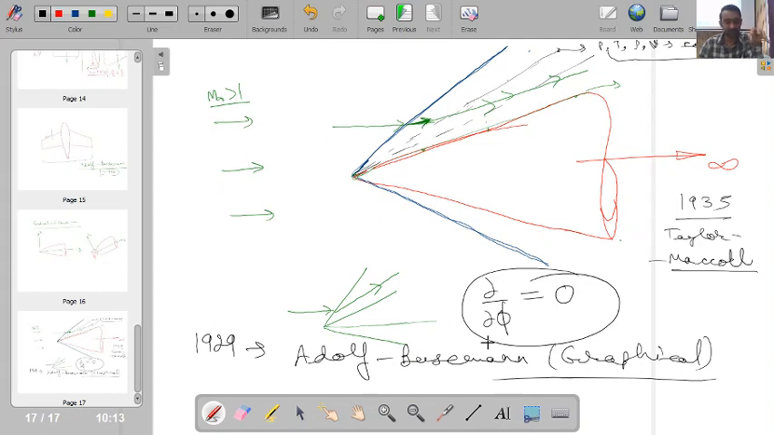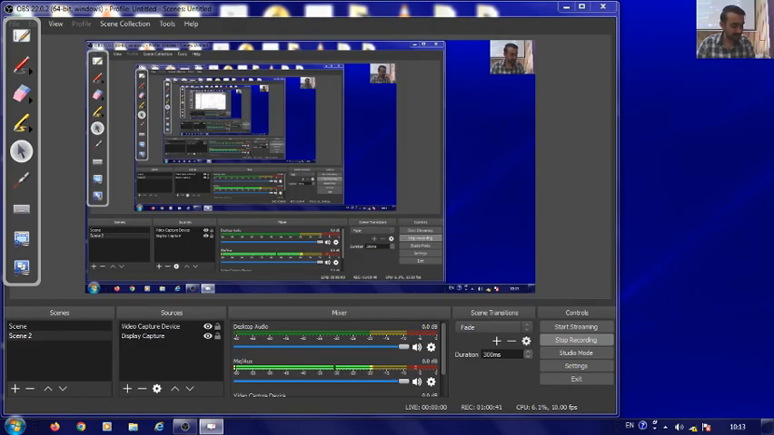Okay, so these theories were initially taken from experimental evidence. First the initial experimental evidence was there, and then this type of assumption was introduced. So we will see the detailed mathematical solution in the next lecture. Now I'll stop at this point.